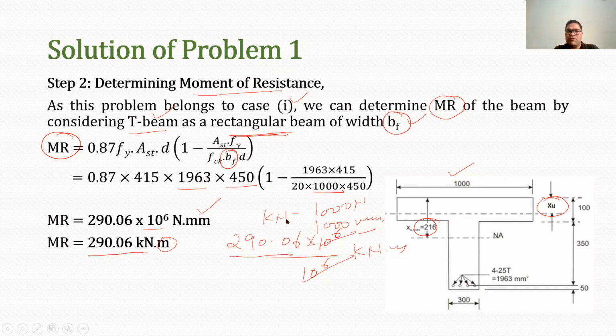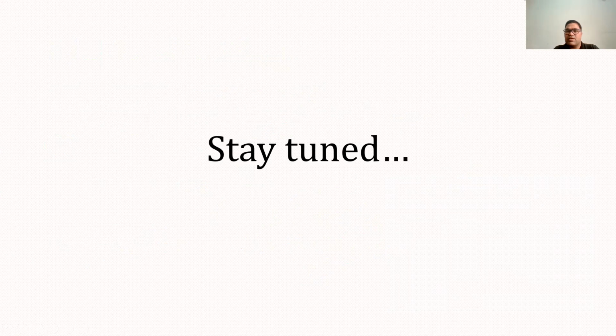This is how we find out the strength of the beam in terms of moment of resistance. This belongs to case 1. Now in the next part, we will take the same problem with some different values of reinforcement.